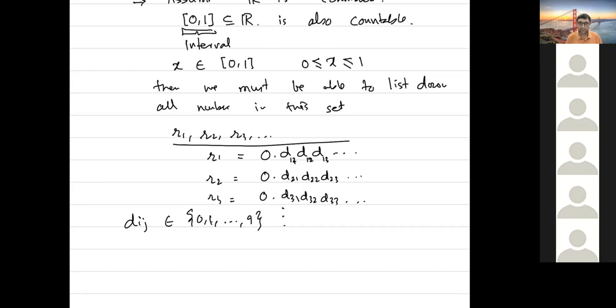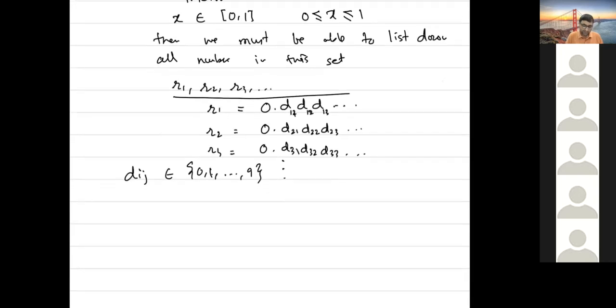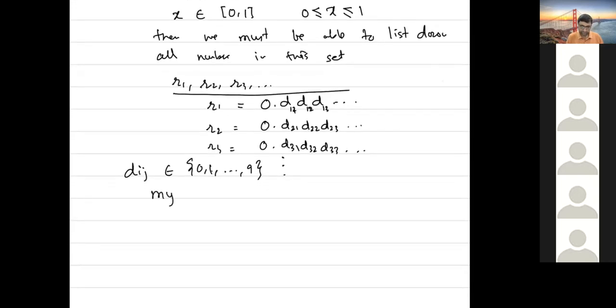So is this clear? Is the construction clear? Now my claim is that this list of numbers, the Ri's, is not exhaustive.